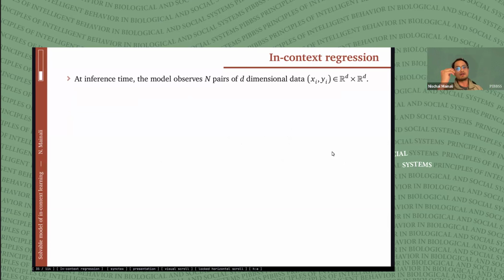At the inference time, the model is going to observe n pairs of d-dimensional data, xi and yi. So they are related to each other, and they are both d-dimensional. And then we're going to ask it to predict the output yq for the query xq. So we basically want it to learn the relation between x and y so that it can predict the output for the input query. And this is at inference time, so no parameters are being changed for this.